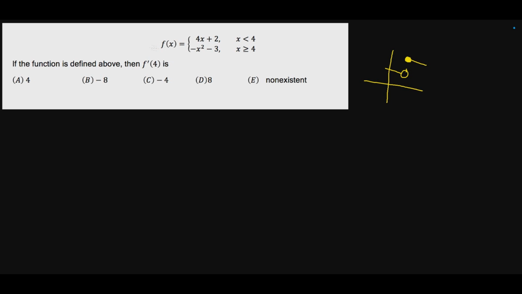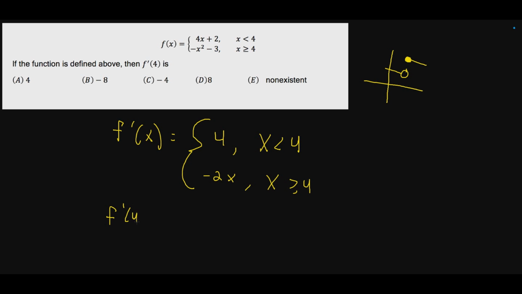But the very first thing to do is, if I want to take the derivative, I'll just take the derivative of the top equation and I get 4. And I take the derivative of the bottom equation and I get negative 2x. Cool. And it says take the derivative, f prime of 4. So I'll go ahead and plug in 4 where I'm able to plug in 4. And if I do that, I get negative 2 times 4.